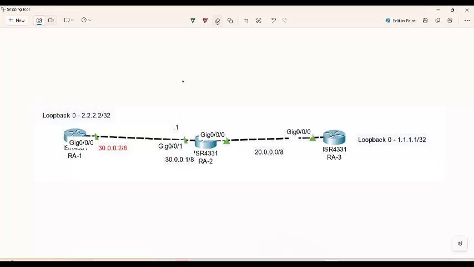Now, I have given you a clear picture of why we need a dynamic routing protocol. Do you have any questions on this?